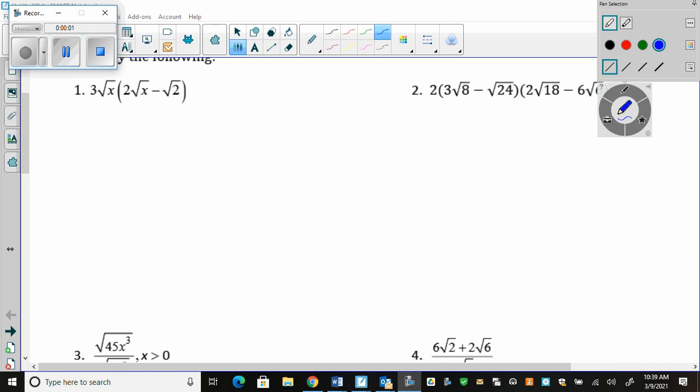So these are all simplify the following. So this one here, we have something outside of a bracket, right? So we have to distribute it in until we hit an end bracket. So we're going to get 3 root x times 2 root x, an equal sign.